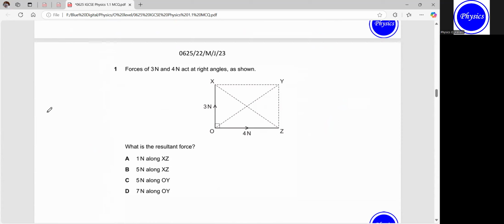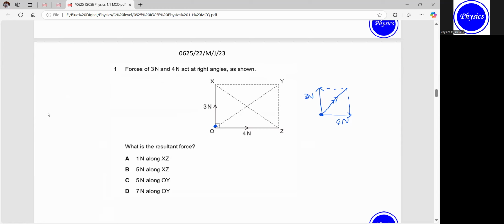Forces of 3 newton and 4 newton act at right angles as shown. What is the resultant force? They have completed the rectangle already, which is very easy for you. This is the starting point. The object is subjected to 3 newton and one more force, 4 newton along the x-axis. So 4 newton along the x-axis, 3 newton along the y-axis. They have already completed the rectangle, so the resultant starts from the object and goes to the other end of the rectangle.